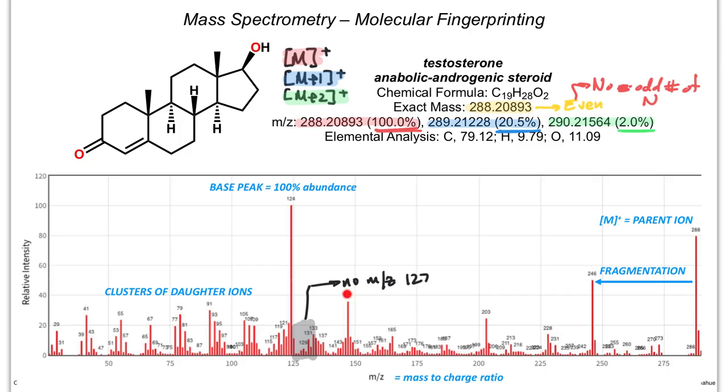And finally, there's no real signal at 127, which would be indicative of I plus. And if we do the math, 288 minus 127, I think that came out to like 164 or something. There's no real strong signal that would also indicate an ion that lost iodine. So that funnels us down into the other thing has to be oxygen.